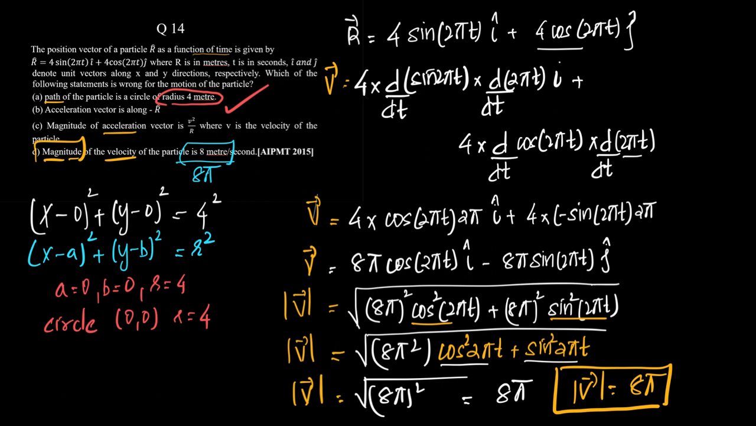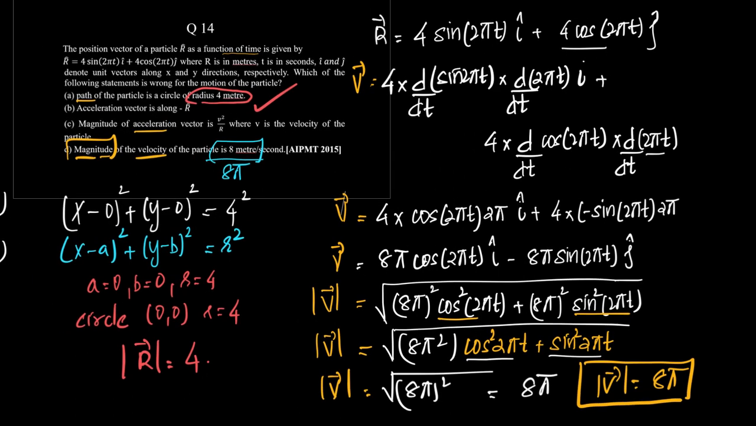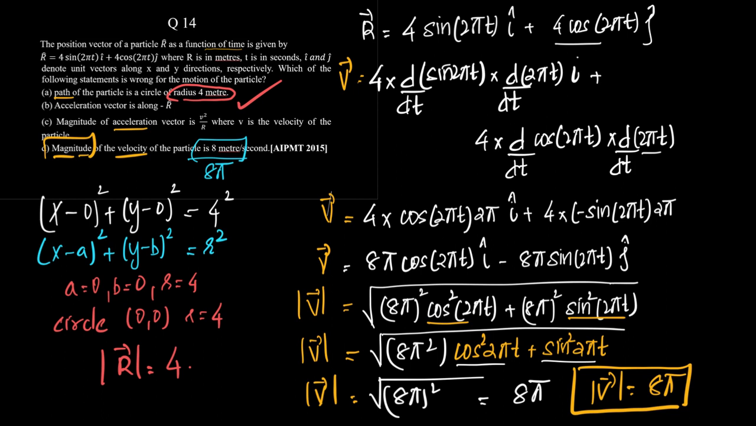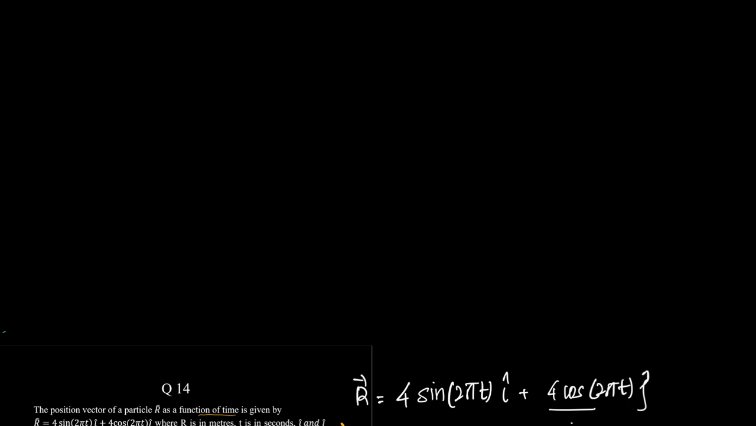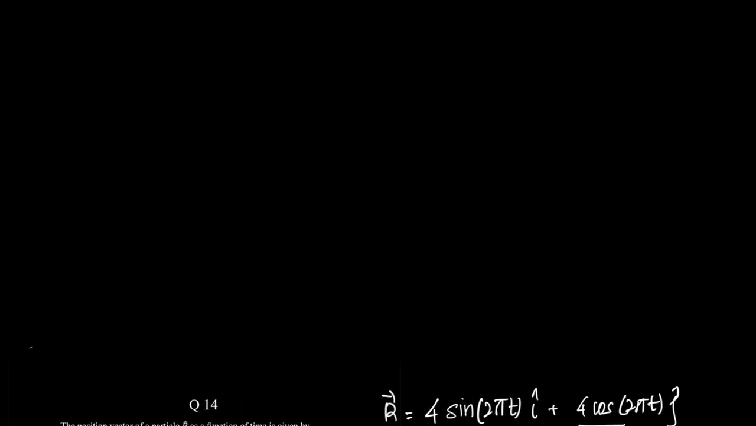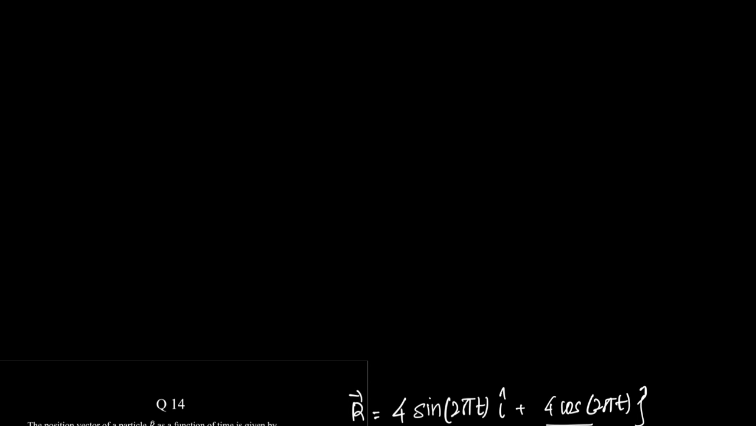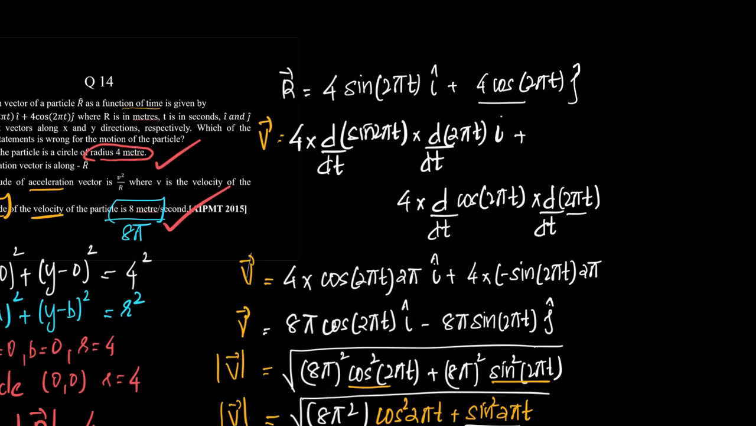And here, what is the magnitude of r? The magnitude of r here is equal to 4. Okay, so the magnitude of v is 8 pi, and therefore we discussed option D in detail. Now let us talk about acceleration. So when we discuss acceleration, what is r? Oh, okay, so let me write down these things once again. So we have got r here, right? And what is v? This is v.